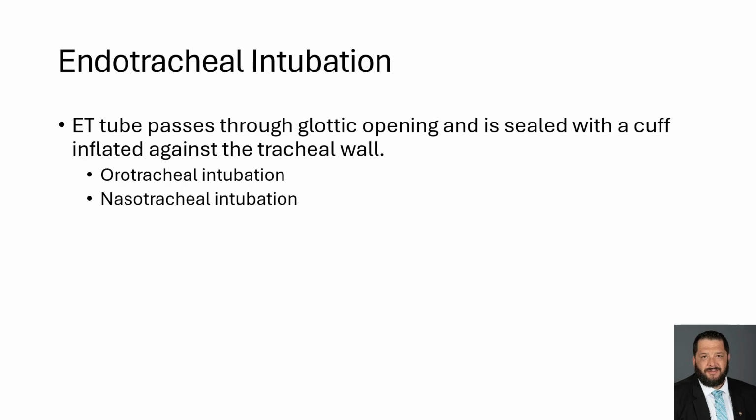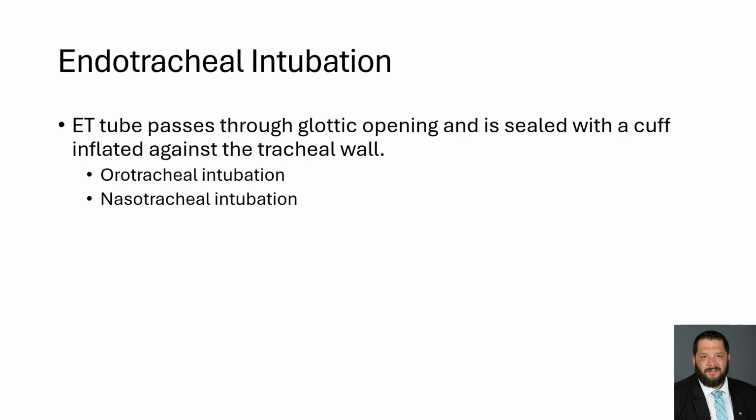In endotracheal intubation, the ET tube passes through the glottic opening, is sealed off with a cuff, and inflated against the tracheal wall. We generally have two types of intubation that we deal with, really one primarily now, which is orotracheal intubation, where the tube is passed directly through the mouth, and a less common skill, nasotracheal intubation, where the ET tube is passed through the nares and then ultimately into the airway.